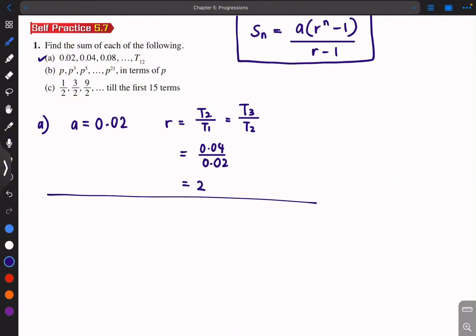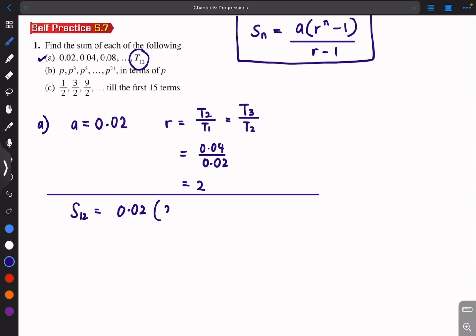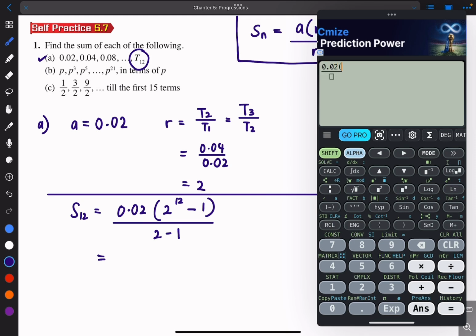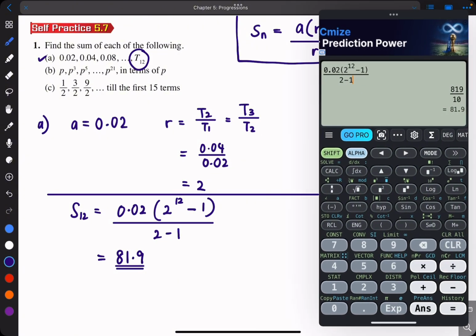Now that we have A and R, we can find S12, since we want to find the sum until the 12th term. So according to the formula, S12 will be A(R^12 minus 1) over R minus 1. So 0.02 times 2 power 12 minus 1. Don't forget this minus 1 is not part of the power. Most students will make a mistake. They'll do 12 minus 1 like this. It's not. You have to press next, minus 1 here, and then 2 minus 1 is just 1. So we get 81.9. Done. This will be the sum of the first 12 terms.